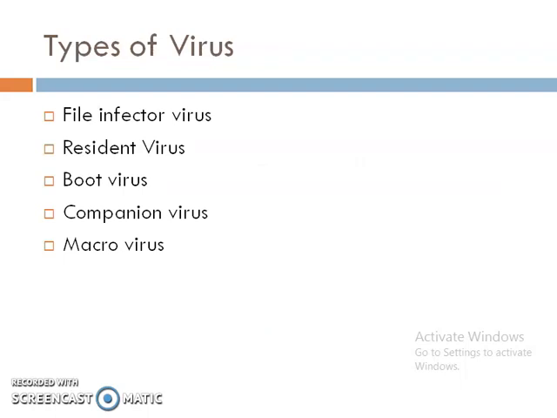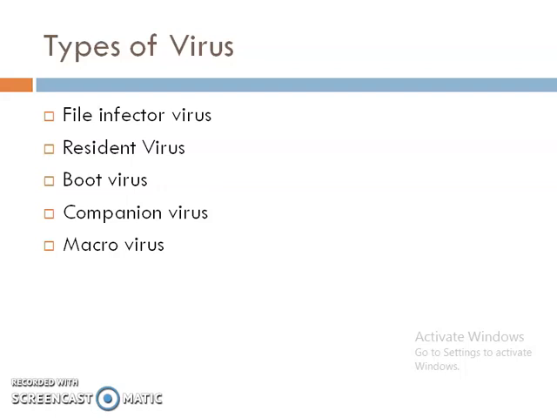Now next, types of virus. Based on the characteristics of virus, there are 5 general types: file infector virus, resident virus, boot virus, companion virus, and macrovirus. A virus is also a malware that can spread by human action. First, file infector virus. It infects program executable files like .exe or .com files. When this file is launched, the virus is activated.